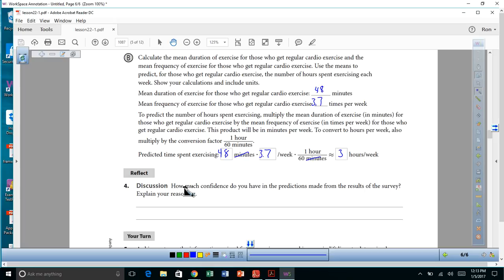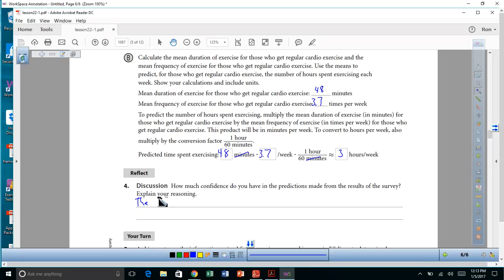Number 4, discussion. How much confidence do you have in the predictions made from the results of the survey? Explain your reason. The sample was random, which makes the results representative of the population, but the sample size was small, which may not make the results accurate.